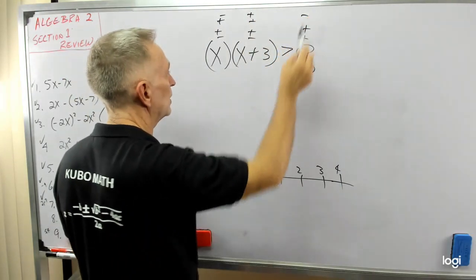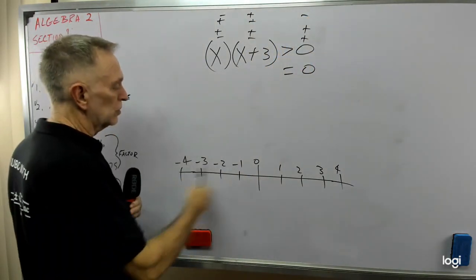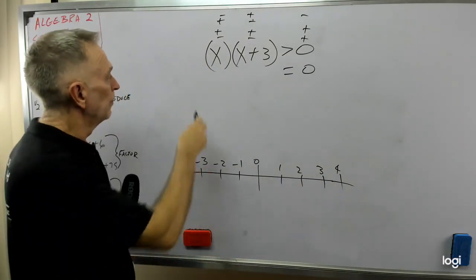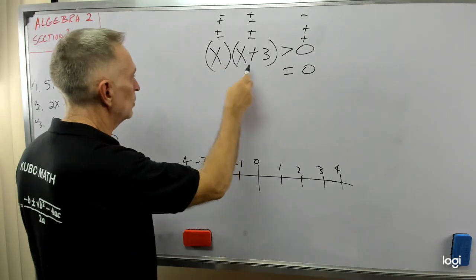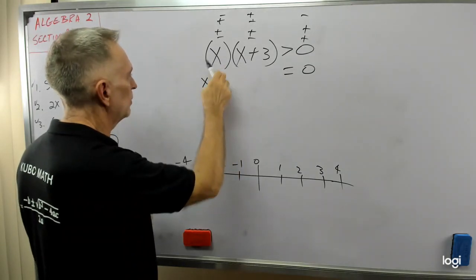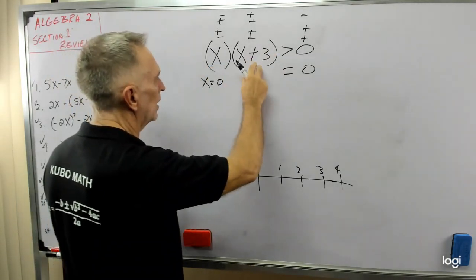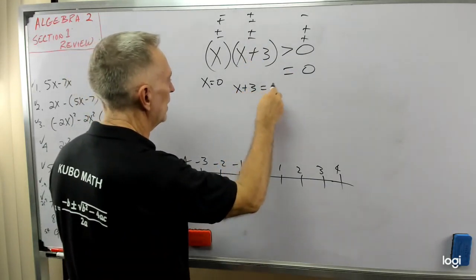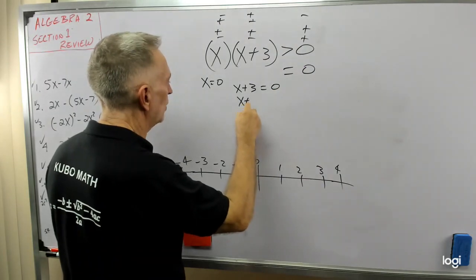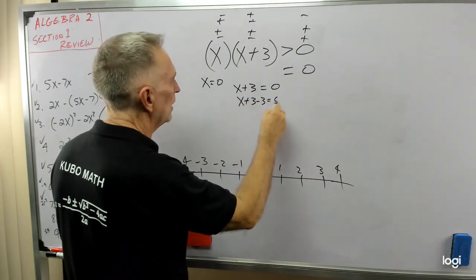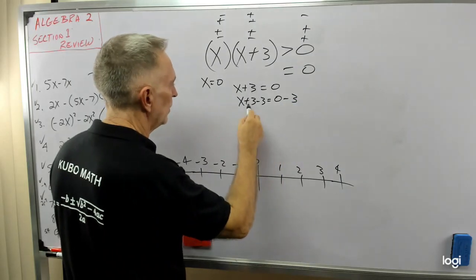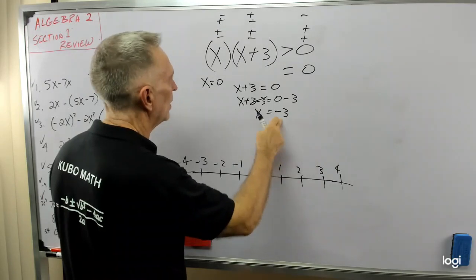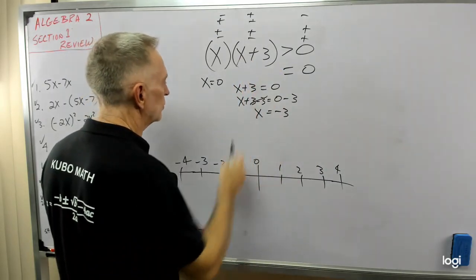Both of those would end up being negative. So there's some potential areas of that number line that are not solutions. So let's assume it equals 0 and solve. So x would equal 0. 0 times anything would give me 0. But x plus 3, if that equals 0, then x plus 3 minus 3 equals 0 minus 3. So these 3's cancel, x equals negative 3. So negative 3 plus 3 equals 0.